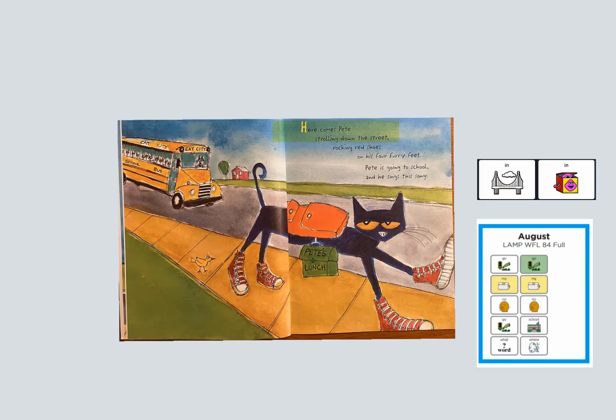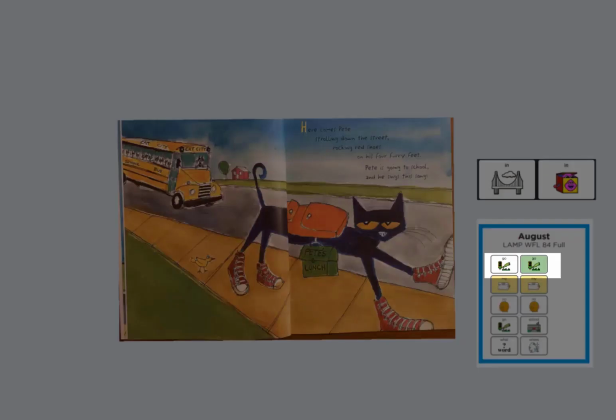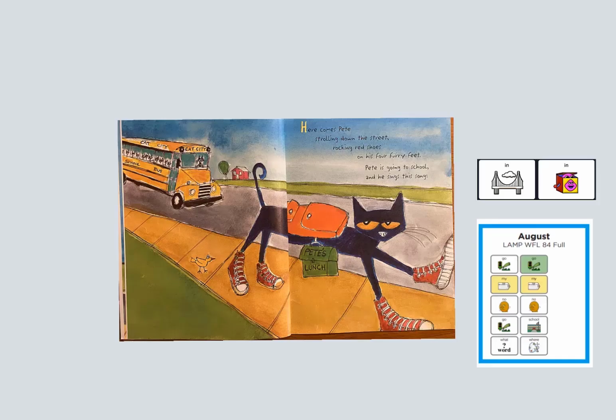Here comes Pete, strolling down the street, rocking red shoes on his four furry feet. Pete is going to school, and he sings this song. He looks like he's ready to go to school. Sometimes we sing when we're happy. Let's listen to his song.